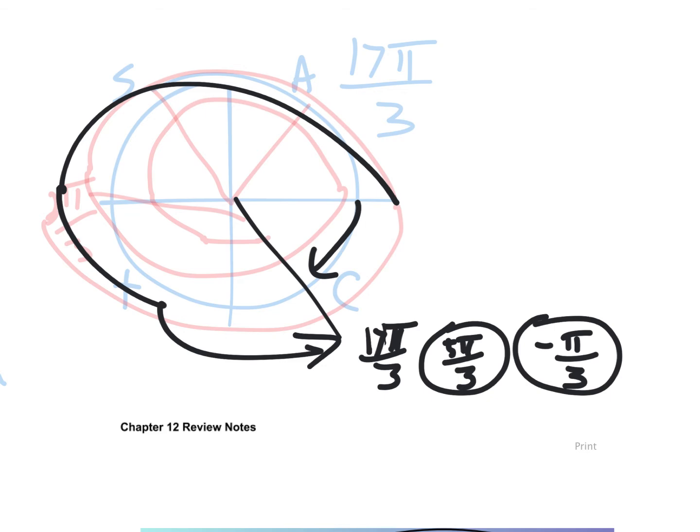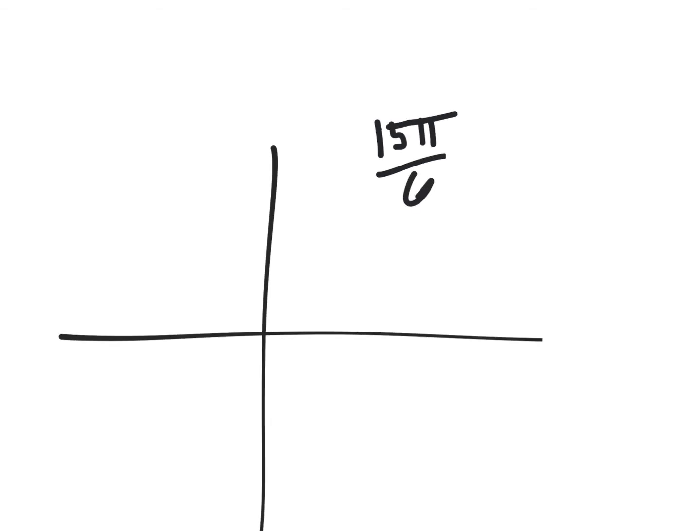Any questions? Do you want to practice that, or is that good? Seeing a few people would like to practice that. All right, let's do one more. Everybody try to find 15 pi over 6. Figure out where that is. And then find me 2 other ways to say it. One of them with a negative angle, and one with a different positive angle in radians.